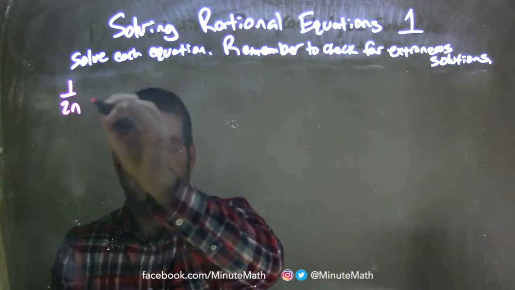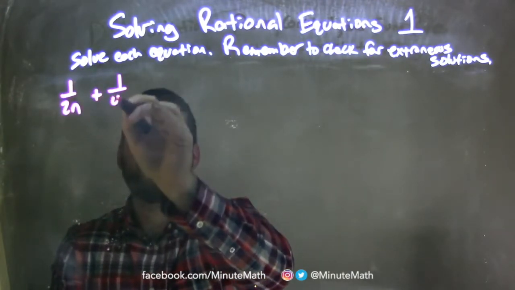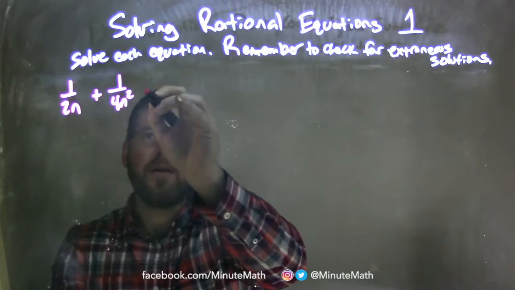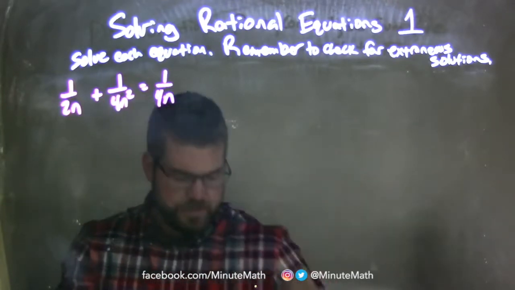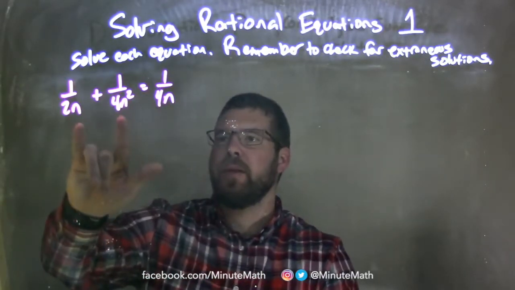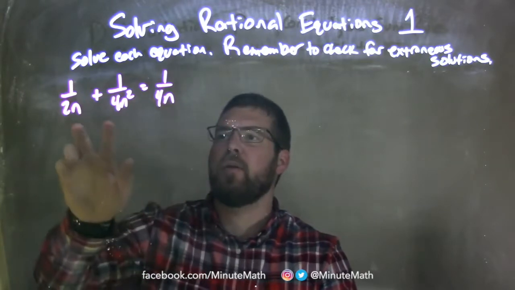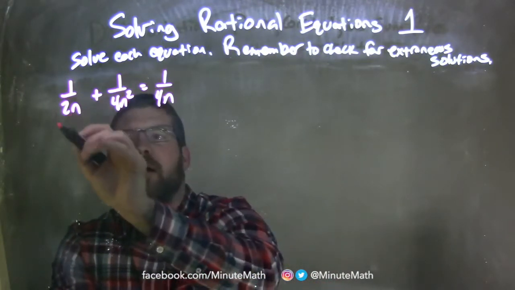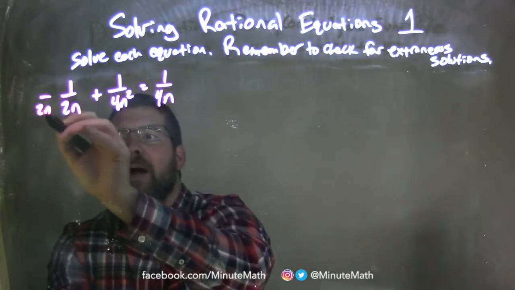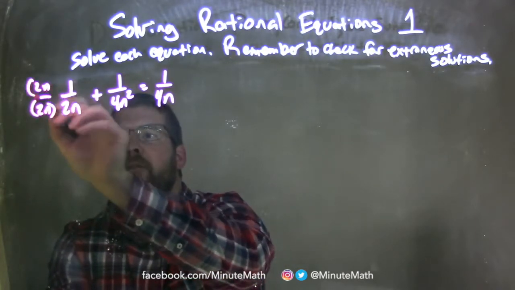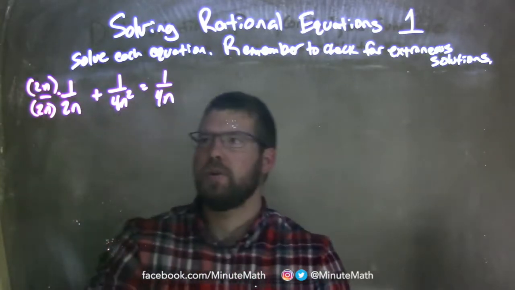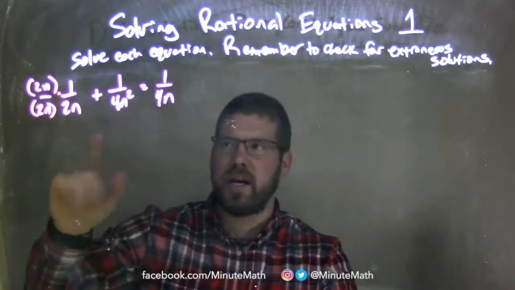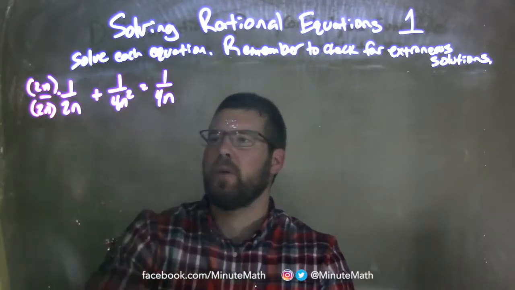1 over 2n plus 1 over 4n squared is equal to 1 over 4n. Well, I want to combine these two together, but when I combine them together, I need to have the same base. So to get the same base here, to have a 4n squared right there, I have to multiply that by 2n. And when I do it, I have to multiply the numerator and denominator too. Because 2n over 2n is just 1, doesn't change it, but 2n times 2n is 4n squared.